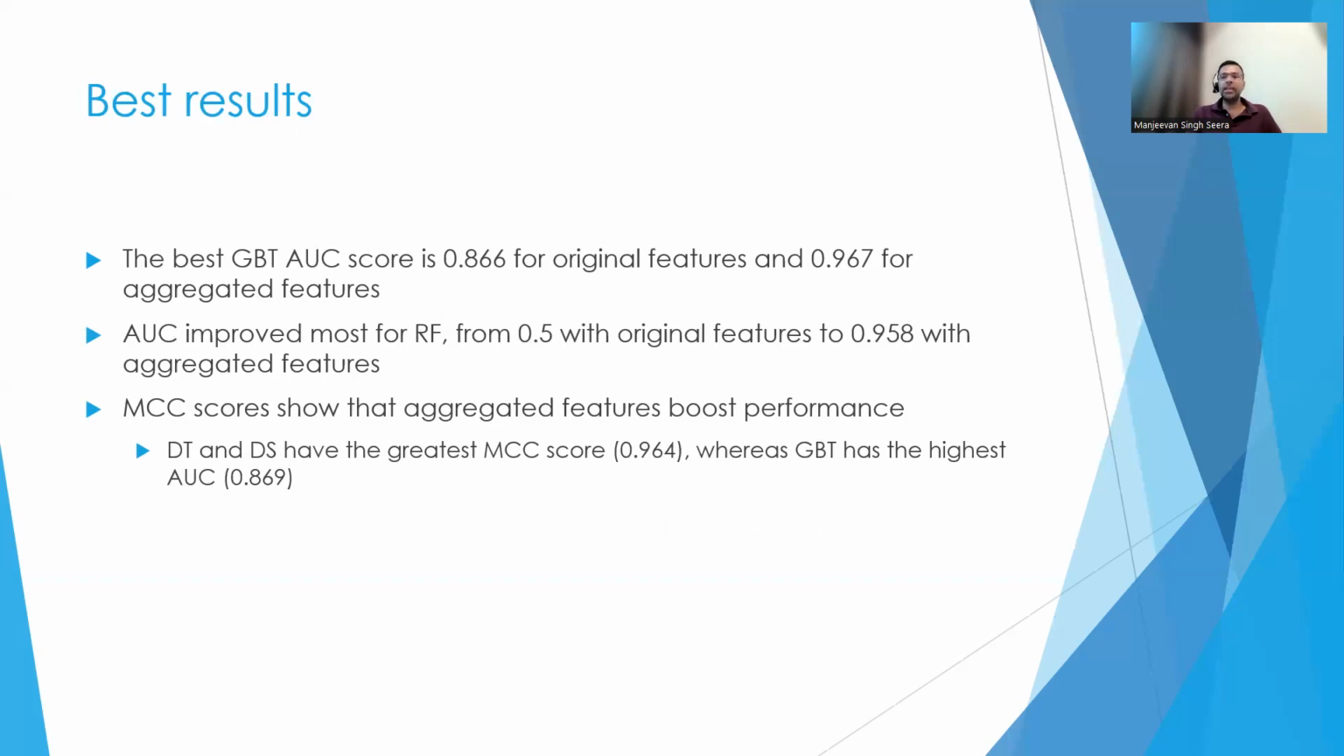For the real-world card results, the gradient boosted tree again was the best at 0.866 with the original features, and it increased to 0.967 for the aggregated features. For random forest, for instance, from 0.5 AUC, it jumped all the way to 0.958 using aggregated features. So we can see that the use of aggregated features boosts the performance of certain classifiers.